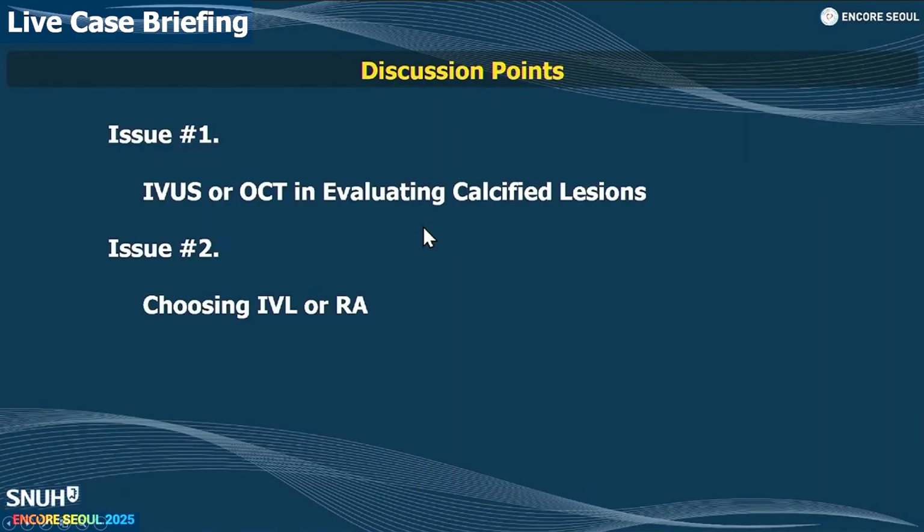Okay, this is the case for the first live demonstration in our hospital. We prepared 2 discussion points. The first point is usage of IVUS or OCT in evaluating calcified lesions. There are pros and cons between the 2 modalities. Last week, we used IVUS and decided ablative therapy was required. Today, we would like to show you OCT to assess the lesion. The second issue is choosing IVL versus rotablator.